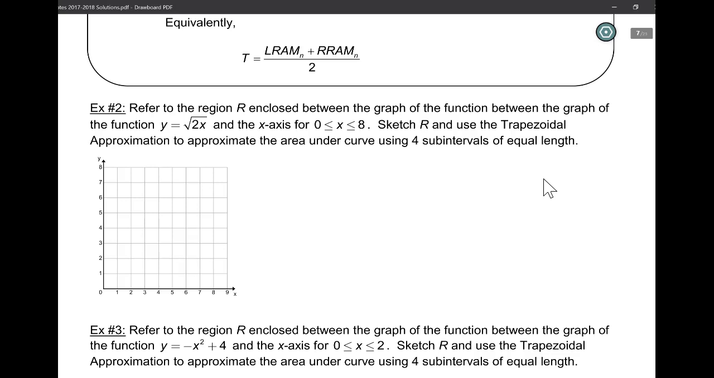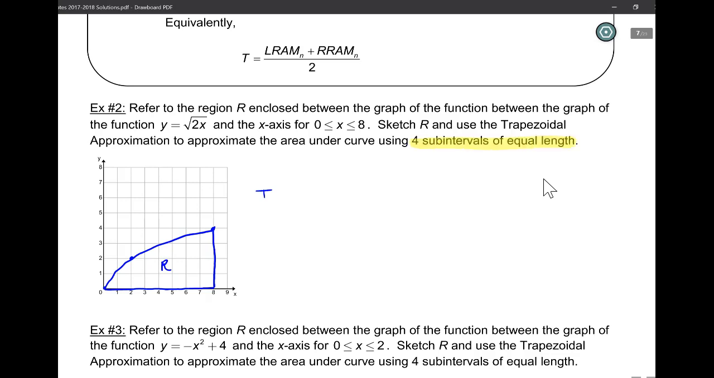Okay, so example number 2, we are going to refer to the region enclosed by the graph of the function y equals square root of 2x and the x-axis from 0 to 8. So let's go ahead and graph that. So 0, 0. If I plug in 2, I get 2. If I plug in 8, I get 4. Again, it's just a rough sketch. So here is my region, R, and we want to use the trapezoidal rule using 4 subintervals of equal length.